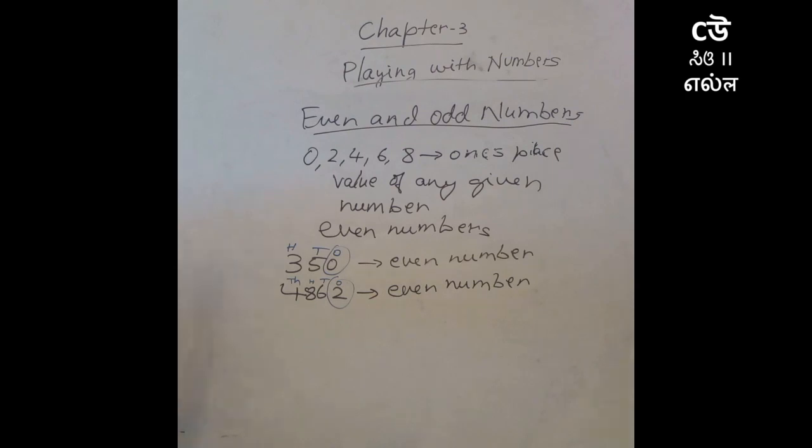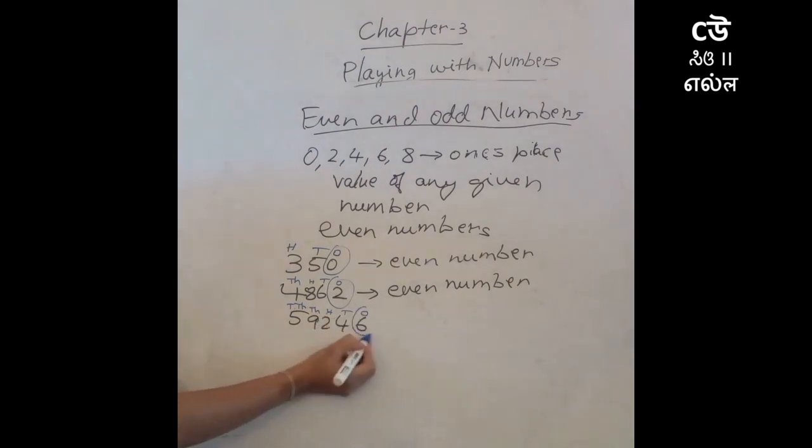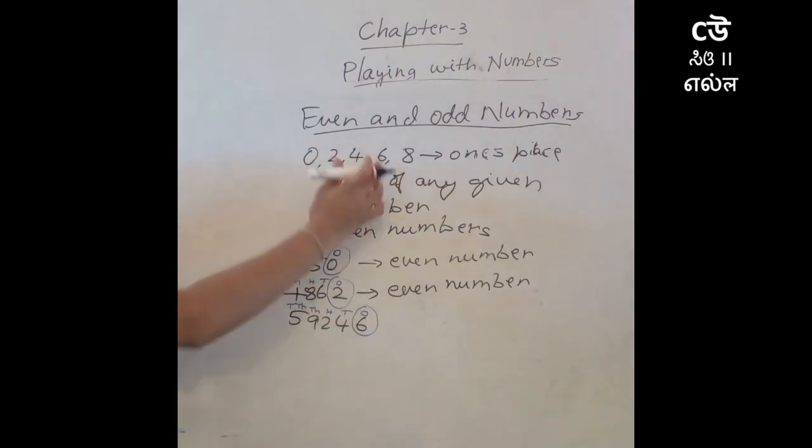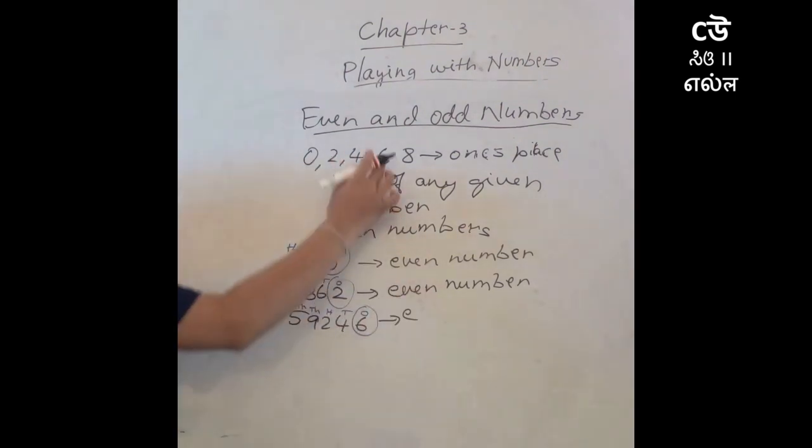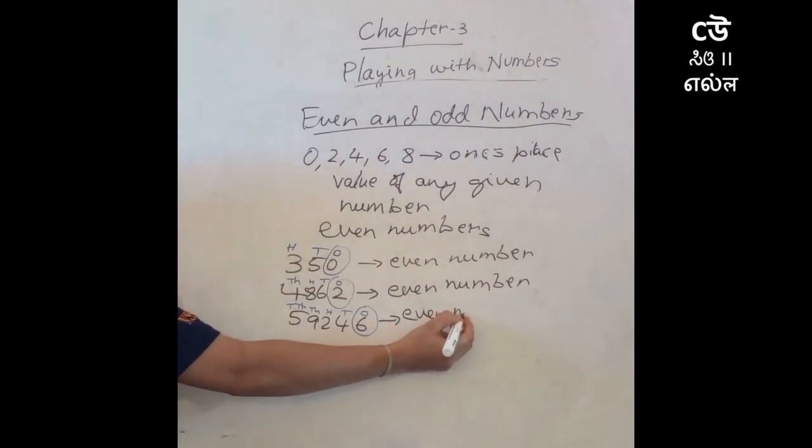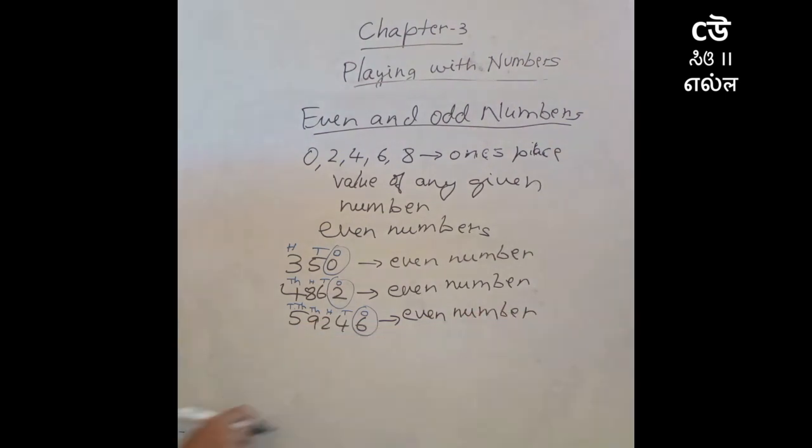Next, let us take one more example, that is 59246. Here we have a 5-digit number. We have place values 1, 10, 100, 1000, and 10,000. So which place value should we see, children? We have to see the 1's place value always. In 1's place value, we have 6. So as we have 6, we can tell that it is an even number. Okay. So this is how you find the even numbers.